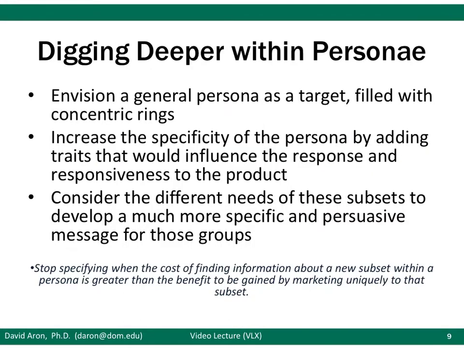Okay, that Venn diagram was the first part of this assignment, and you are going to be creating those yourself with your team. The second step is related to that, and that's digging deeper within a consumer persona. That is, envision, like it says, a general persona as a target filled with concentric rings. In this case, what we're going to do is look at one member of that optimal target audience. And instead of laying out three different circles, what we're going to do is build circles within circles. And each inner circle will be more specific about the kind of customer we're talking about.